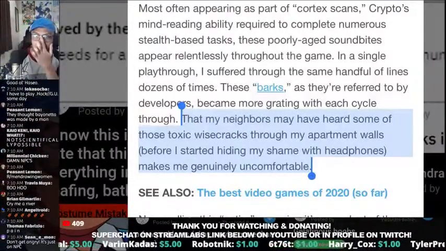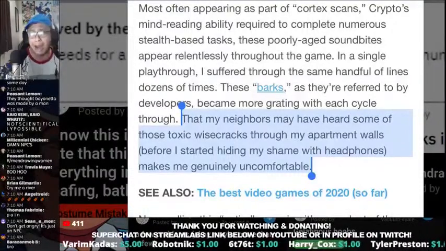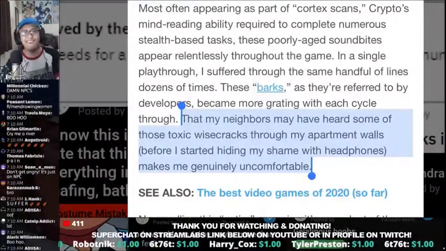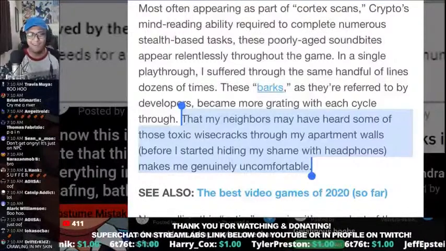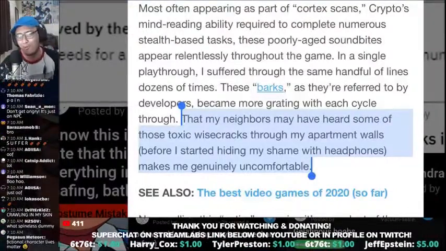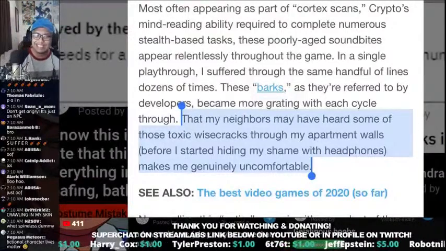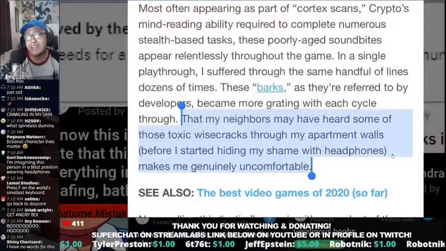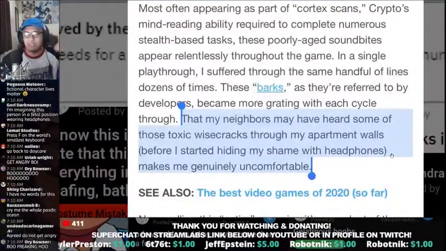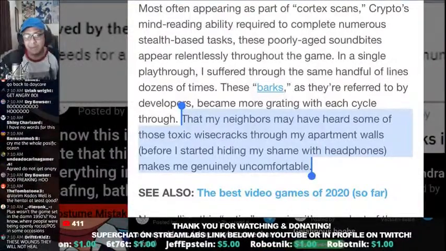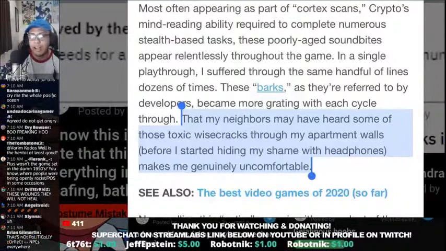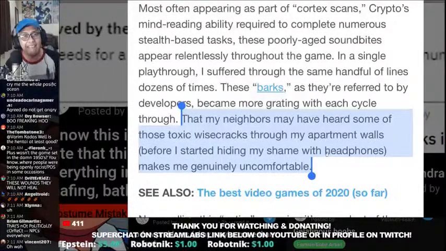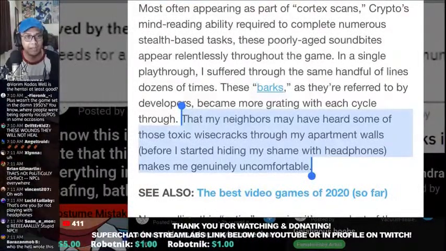"I've heard some of those toxic wisecracks through my apartment walls before I started hiding my shame with headphones." Yeah, why are you even playing games on speakers anyway? If you don't want to disturb your neighbors, that's kind of your fault. You shouldn't play your games without headphones if you're going to be hearing that kind of stuff. You don't play hentai games on a speaker unless you're very brave.